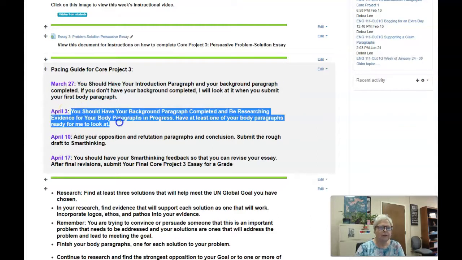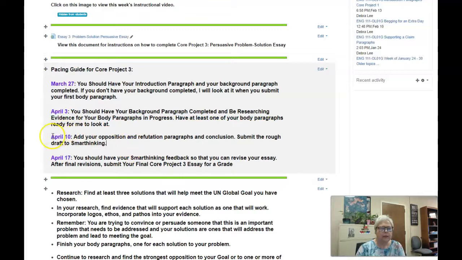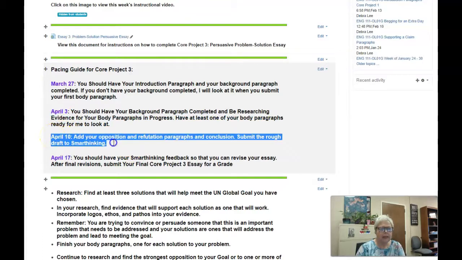You should also have your background paragraph completed and have researched for your body paragraph and have at least one of your body paragraphs ready for me to look at. And that, of course, is by April 3rd, Sunday. But this week, April 10th, Sunday, we're going to add the opposition and refutation paragraph and the conclusion paragraph. And you're going to submit your rough draft to Smart Thinking.